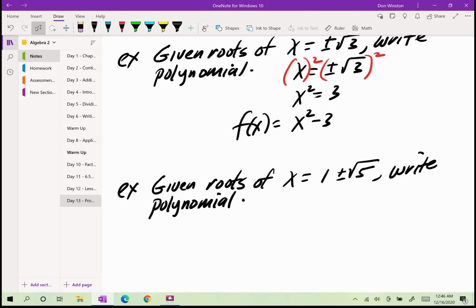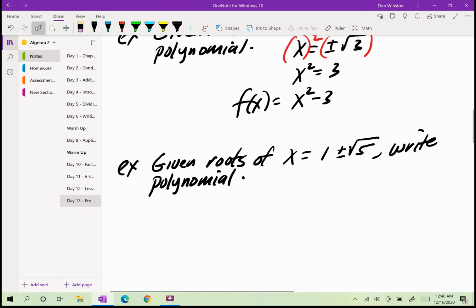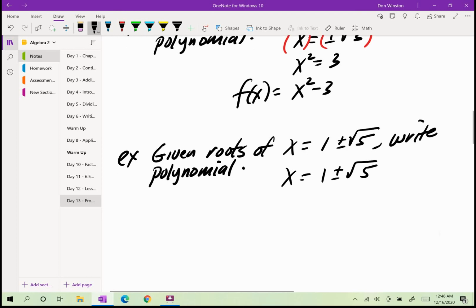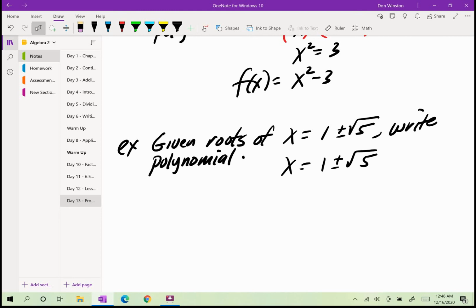Given roots of x is equal to 1 plus or minus root 5, write a polynomial. So again, if x is equal to 1 plus or minus root 5, I'll just reverse the process. When I actually found the roots, 1 plus or minus root 5, the last thing I would have done would have been to add 1. So the first thing I'll do is subtract 1. So x minus 1 equals plus or minus root 5. Now we just square both sides. Again, we're just reversing the process.